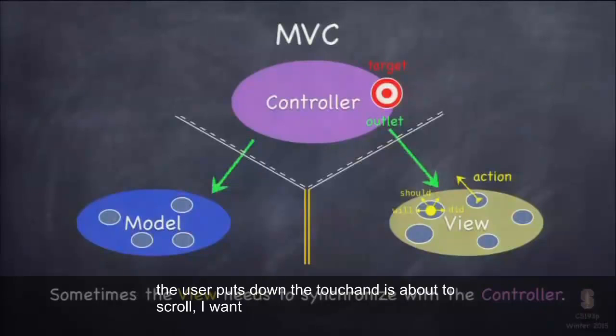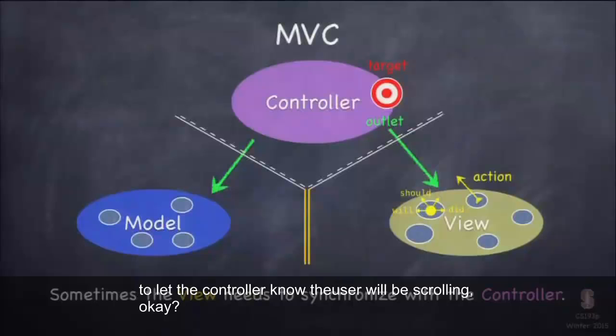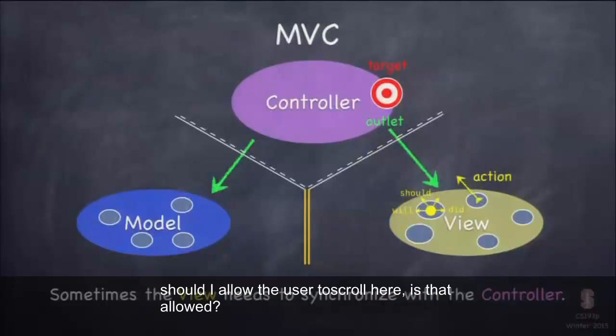Or the user puts down the touch and is about to scroll, I want to let the controller know the user will be scrolling. Okay? Or the user puts the touch down and the scroll view wants to know, should I allow the user to scroll here? Is that allowed?